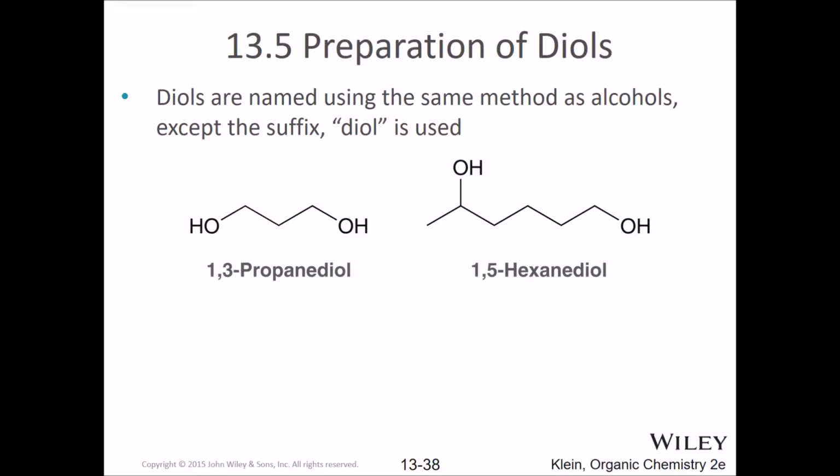Okay, so 13.5 describes making diols. That is, alcohols that have two hydroxy groups in them. Two examples here are 1,3-propane diol and 1,5-hexane diol. You can see that these are named essentially the same method.